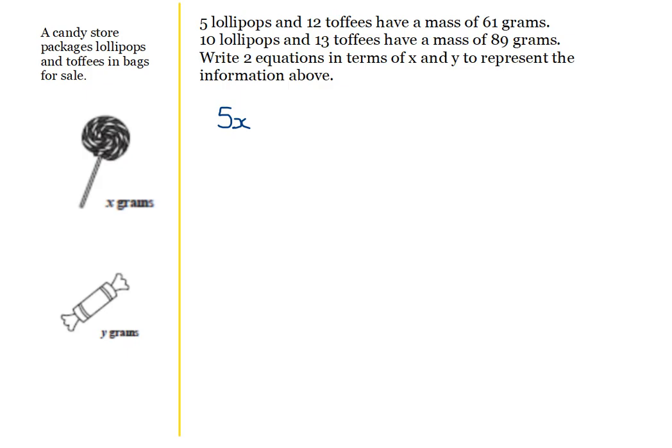Now, it's not just 5 lollipops in the bag, it's also 12 toffees. So I have to add in the mass of these 12 toffees, and each toffee weighs y grams, so I'm multiplying 12 by y to get the total mass for the 12 toffees in the bag. So I'll write down 12y. Now remember, they all are placed in the same bag, so this means that we're adding 5x and 12y. This is basically an expression for the total mass of all the items in the first bag.